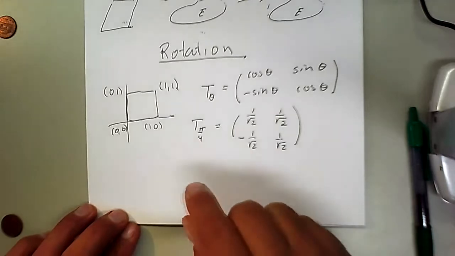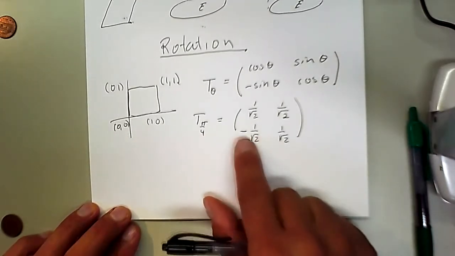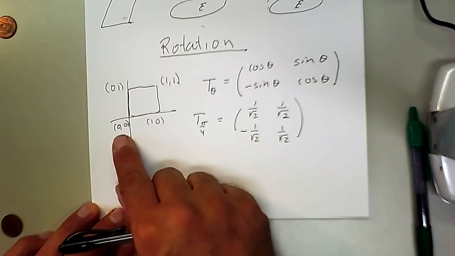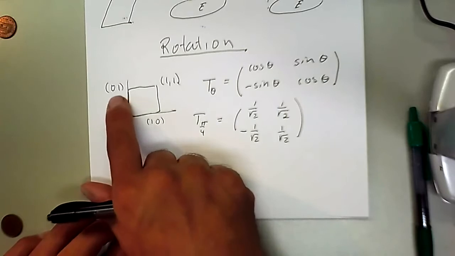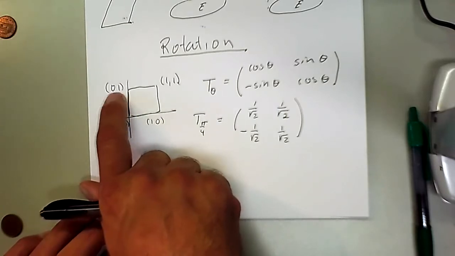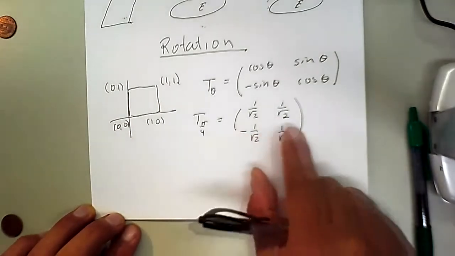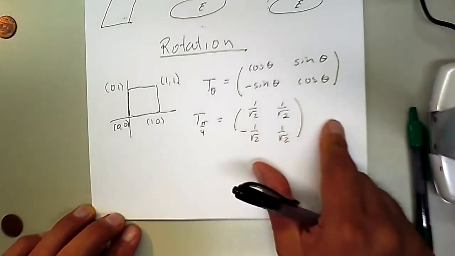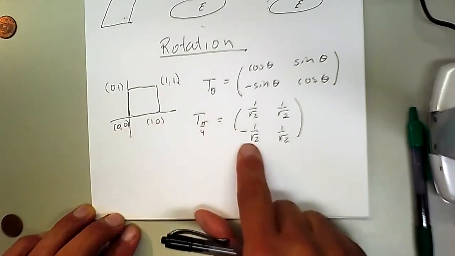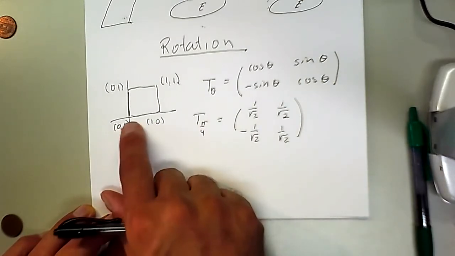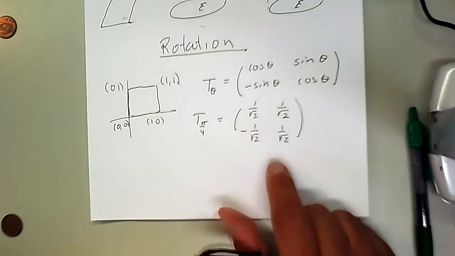So let's see if that is true. If we multiply this matrix with 0, 0, and by the way, we mean the column vector 0, 0. In this case, we would have the column vectors 0, 1, 1, 0, and 1, 1. So if we multiply with 0, 0, you are going to end up with 0, 0. So this matrix does not affect 0, 0. 0, 0 is invariant under multiplication with this matrix.